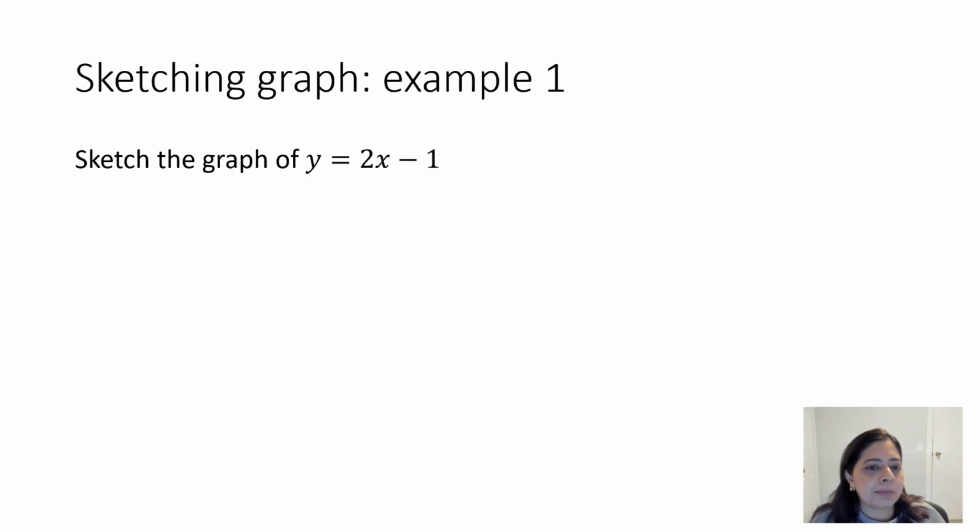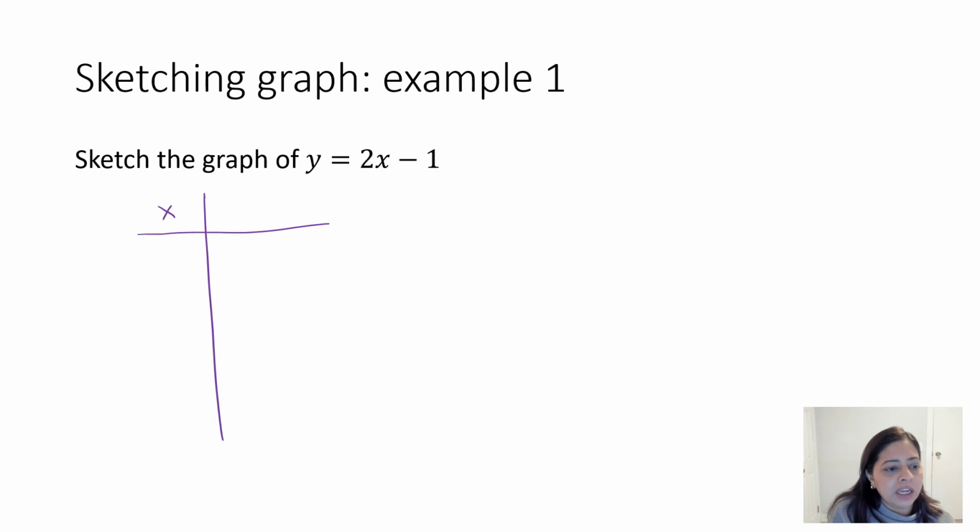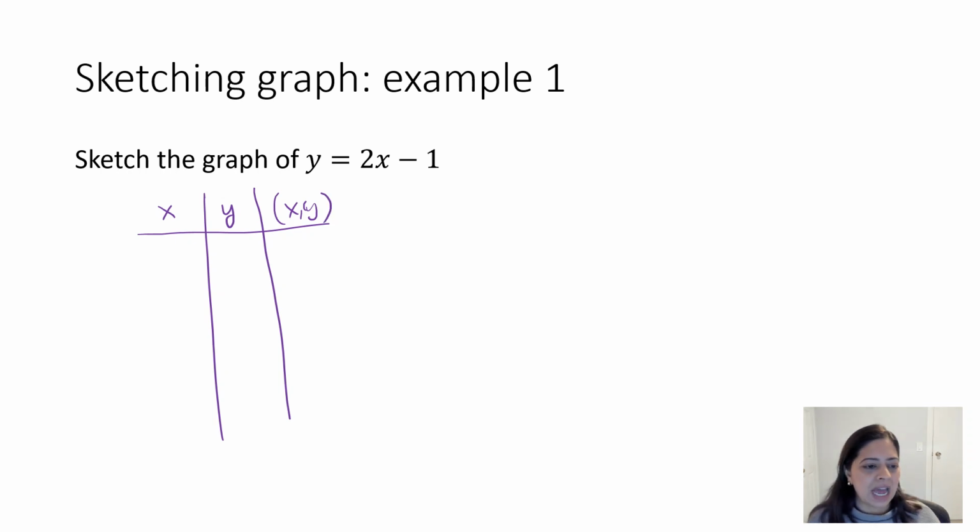So let's take a very simple example. Sketch the graph of the line y equals 2x minus 1. So we have to make a list or a table of ordered pairs. We need to have x and y values, and collectively we will look at them as ordered pairs. Now how are we going to generate these x and y values?